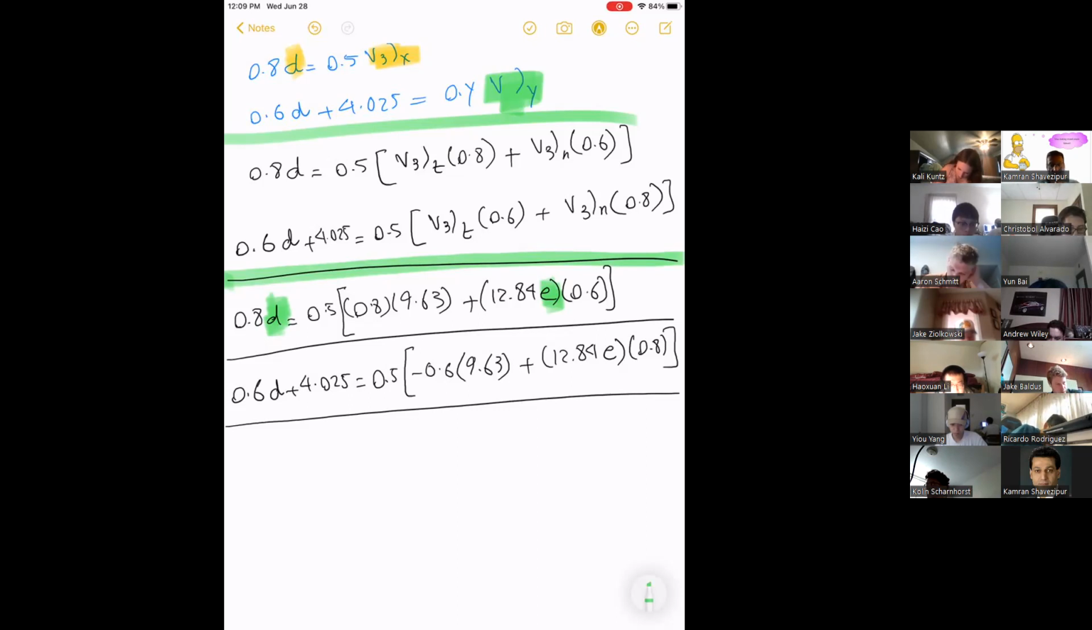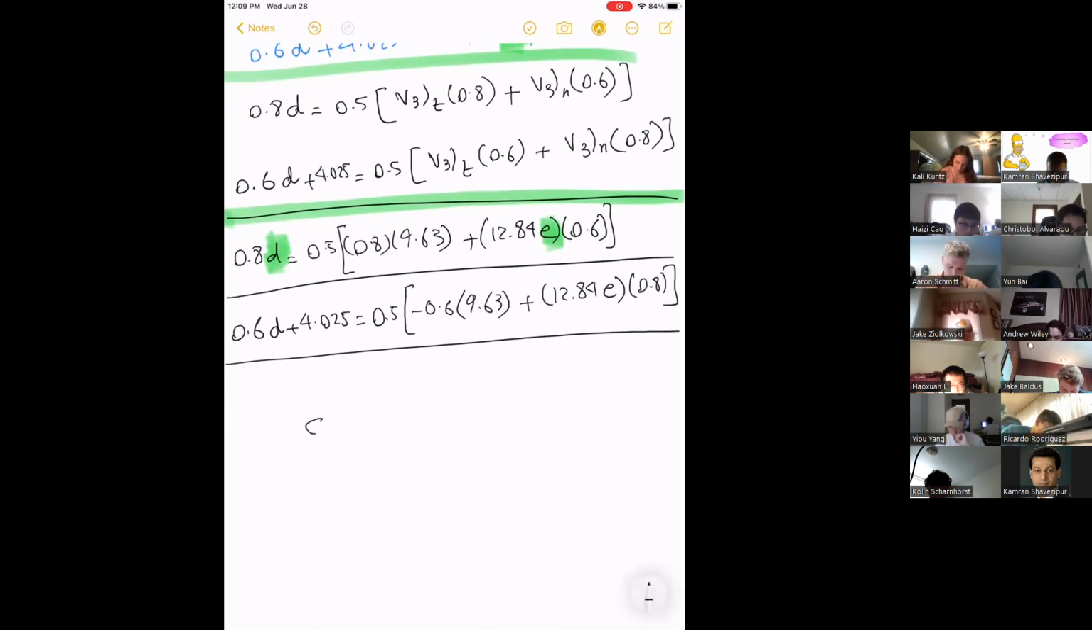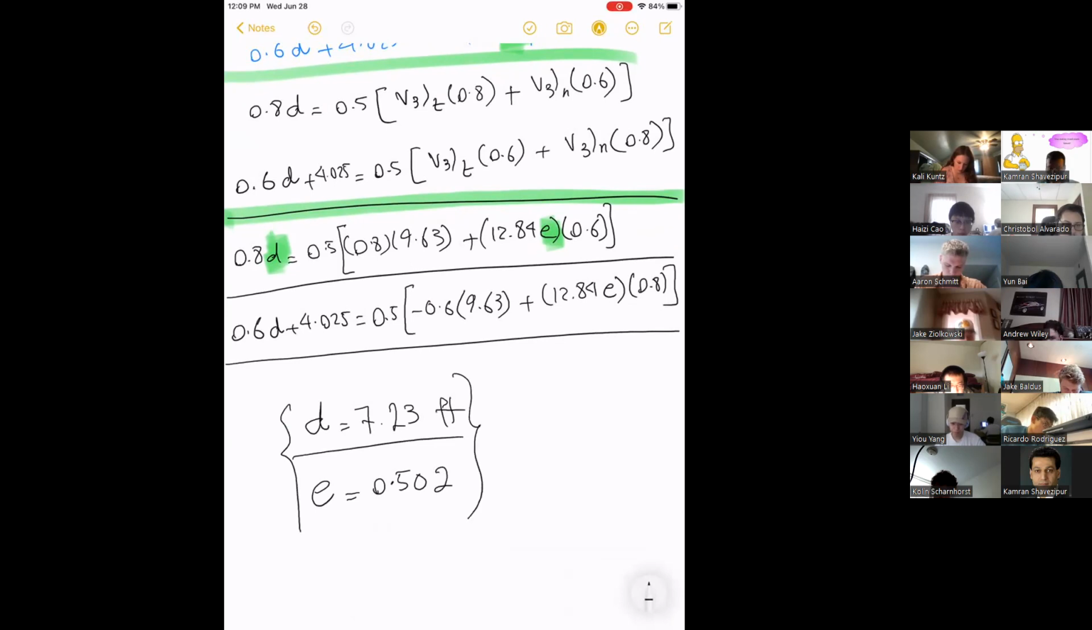Any question? Did you guys get the number by the way? These are the numbers you should get. Let me know if you get the same numbers.